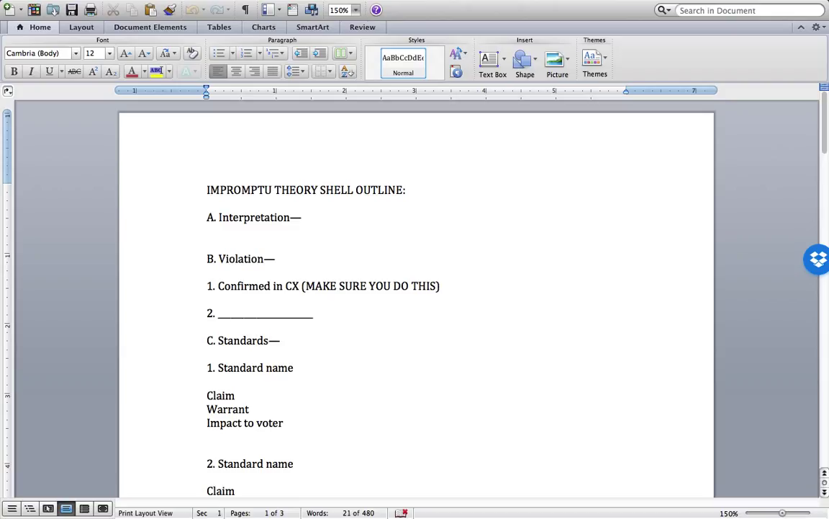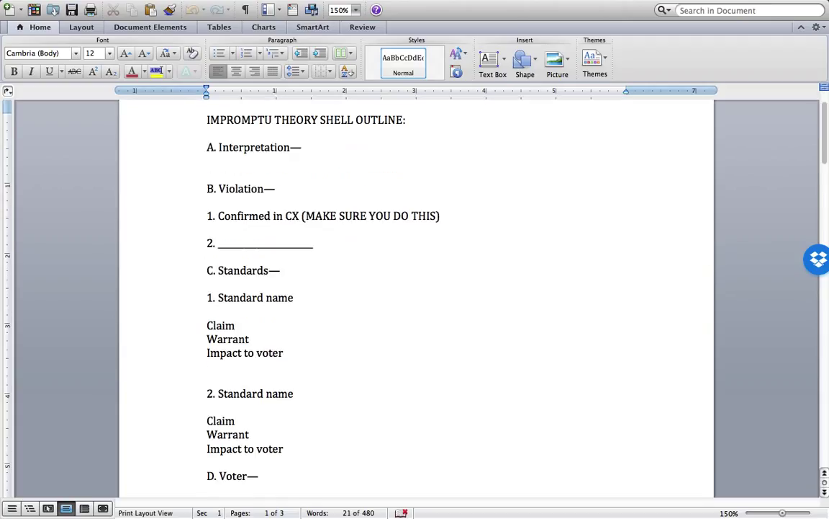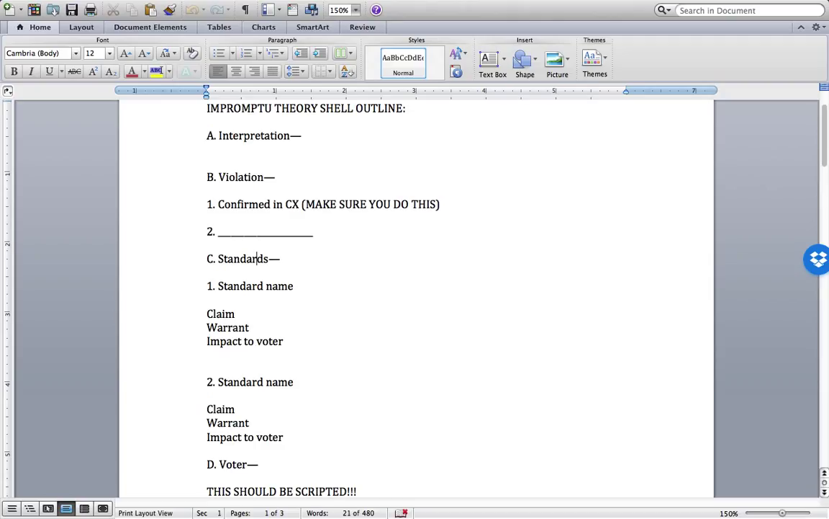So similarly on theory, we obviously know that the structure is interp, violation, standards, voter. Now, the best way to impromptu a theory shell is to remember the claim, warrant, impact part of the standard. That's where people really trip up. So the interp, when you're impromptuing a theory shell, should be written out, at least in shorthand. You should have an idea of what your interp will be.